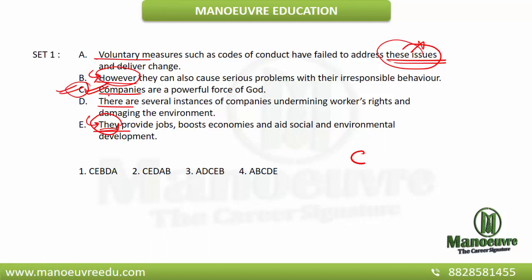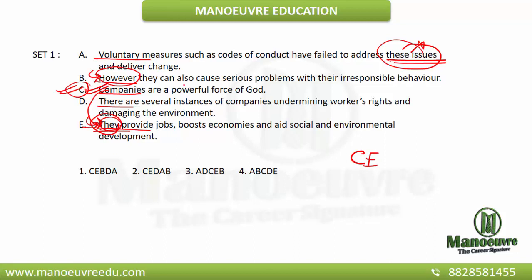The first statement being companies are a powerful force of God, then they provide jobs. They means these companies. Here, with they, I'm talking about the companies who are a powerful force of God. So they provide jobs, boost economies and aid social and environmental development. So my second statement in line would be statement E.